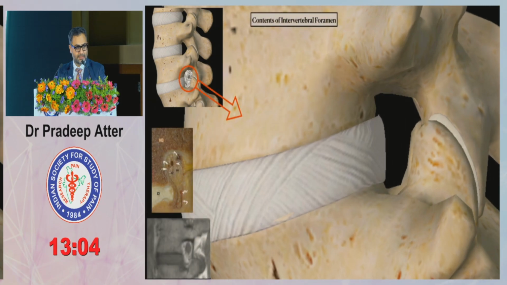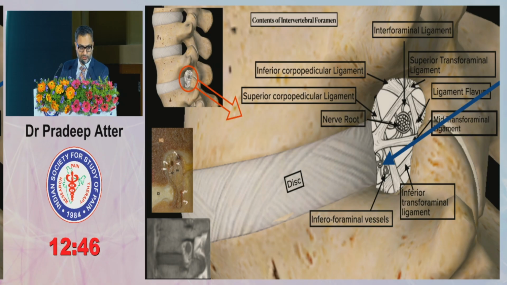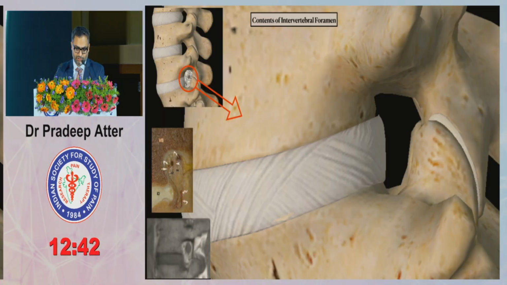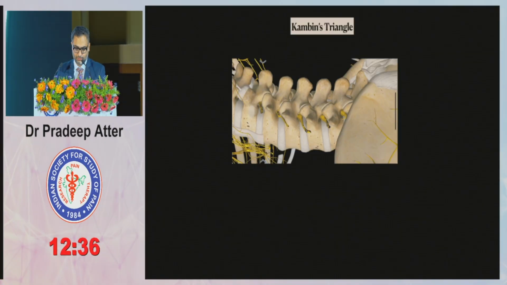So going a bit deeper into the intervertebral foramina, it consists of a large number of ligaments. It has the nerve root in it. It has some small vessels and a couple of large vessels as well. So the idea is, if we target the lower portion, we are going the transkambin route, and if we are targeting the upper portion, we are going the subpedicular route. So this is essentially the crux of the whole thing.